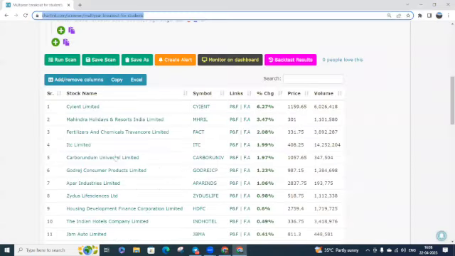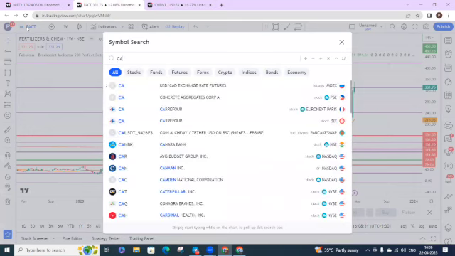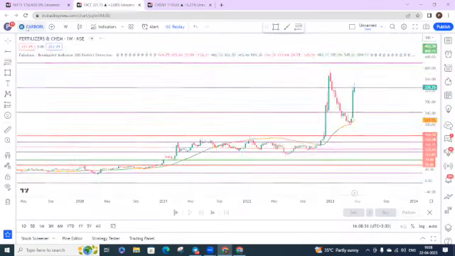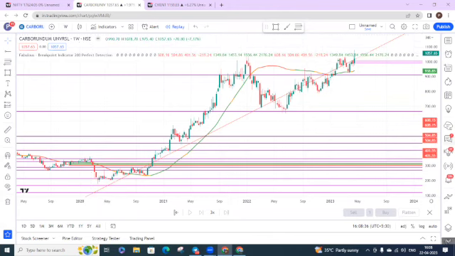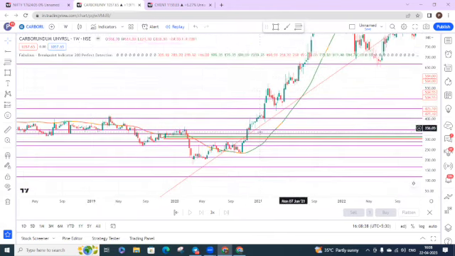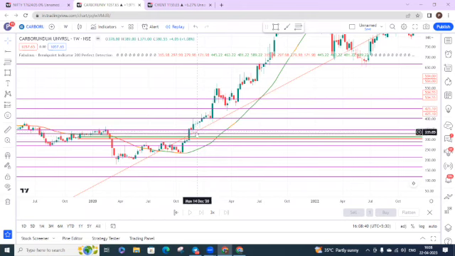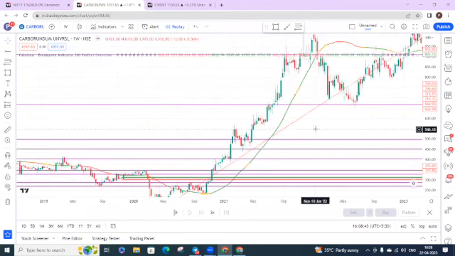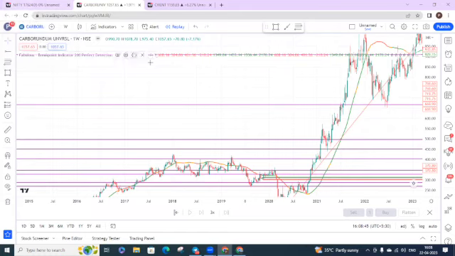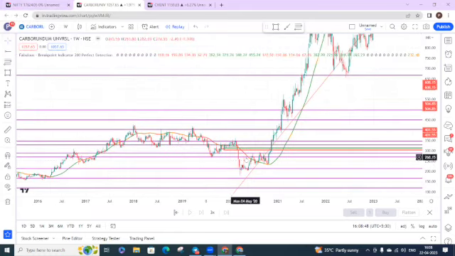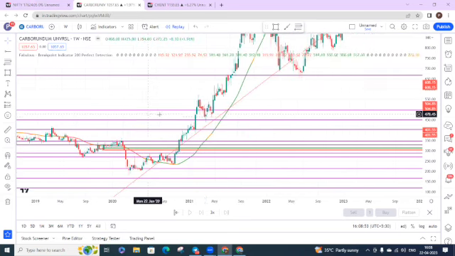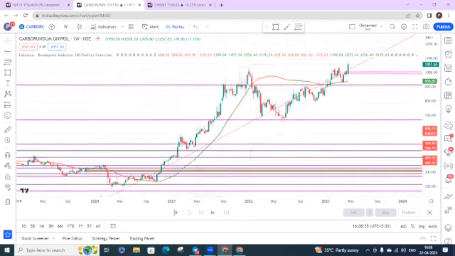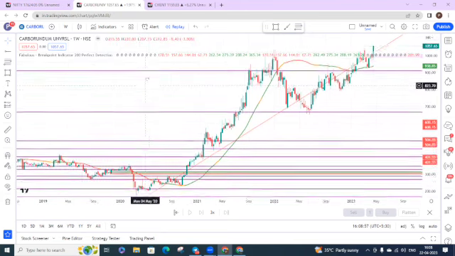Let's say Carbon Universal, you can also look into that. I'm looking out for the weekly time frame. On the weekly time frame, it already gave a buy level around somewhere here, and it went up like anything. So this is not the end, this is one way of watching how to invest in a particular script.